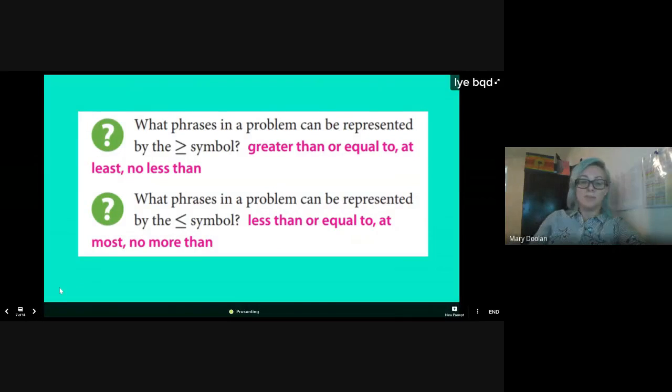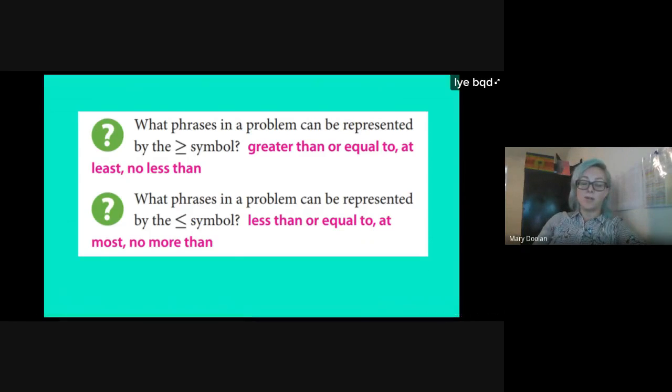Okay, so that was less than or greater than, and we also have the greater than or equal to and less than or equal to symbol. So what phrases in a problem can be represented by the greater than or equal to symbol? If you see greater than or equal to, that's what it means specifically, but also at least and no less than. Those are key terms that mean that symbol.